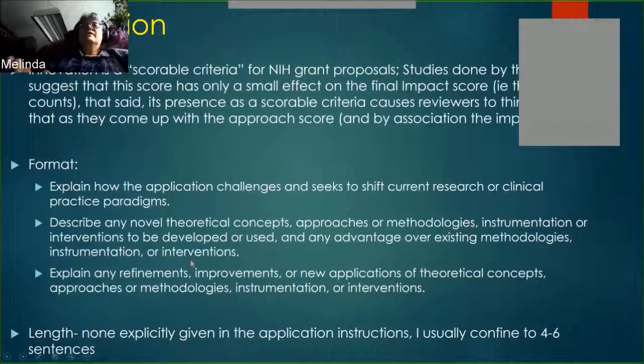Now, the application usually doesn't specify a length for innovation. I typically confine this to 4 to 6 sentences, because you want to explain how what you're doing is innovative, but you have to give the detail to sell that in your main part of your approach.